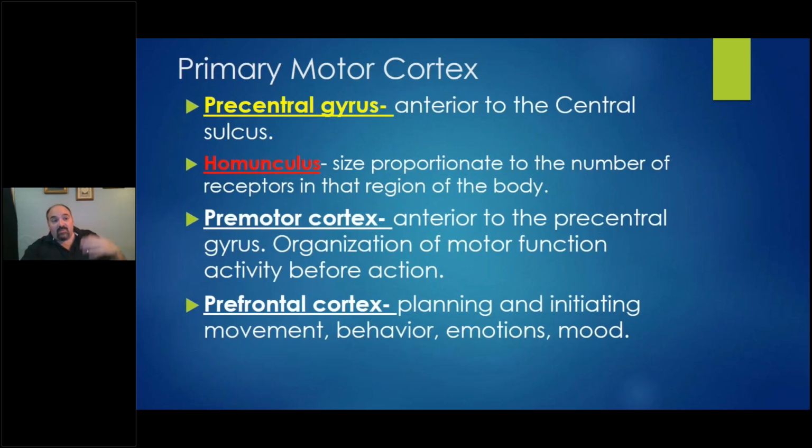Now, when we think of the precentral gyrus, this is anterior to the central sulcus, and we're looking at the primary motor cortex. Anterior to the precentral gyrus we have the premotor cortex, and anterior to that would be the prefrontal cortex. These are all association areas working in conjunction with the primary motor cortex to perform certain functions that we consciously control with our skeletal muscle.